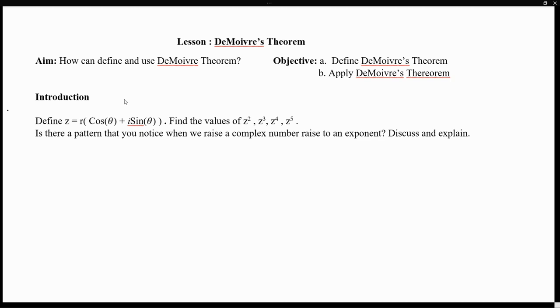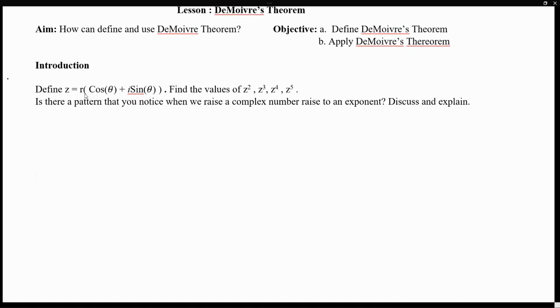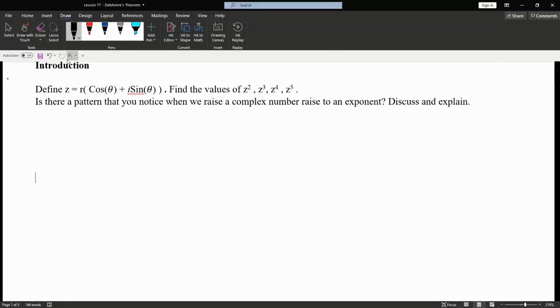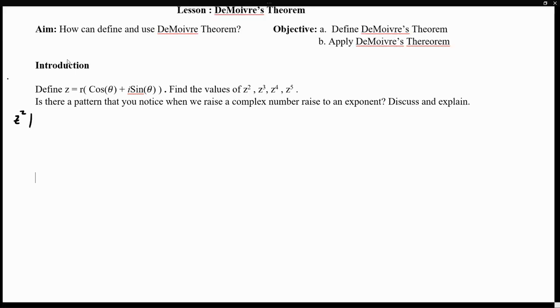So what happens if we multiply this number by itself? Or in other words, what happens if we find z to the second? Well, z to the second is equivalent to z times z. By the way we have defined our z, the first z is r cosine theta plus i sine theta. Now I want to multiply this by another z, so I'm going to multiply by another r cosine theta plus i sine theta.